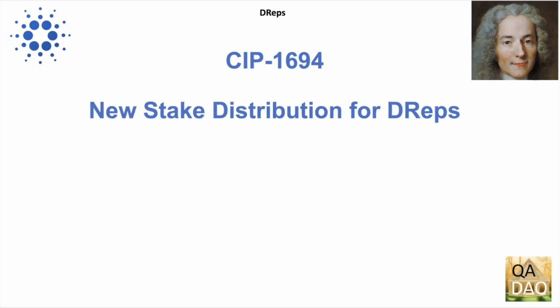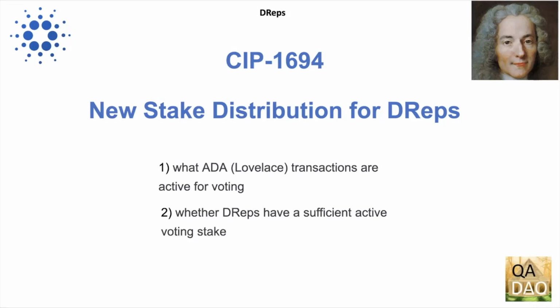New stake distribution for DReps. A new stake distribution for DReps will determine what ADA Lovelace transactions are active for voting, whether DReps have a sufficient active voting stake, and whether a vote threshold has been met.